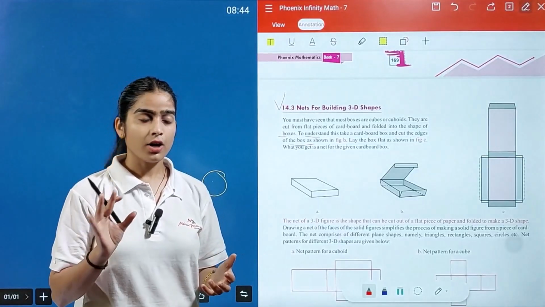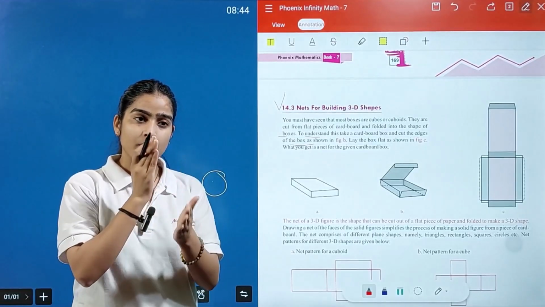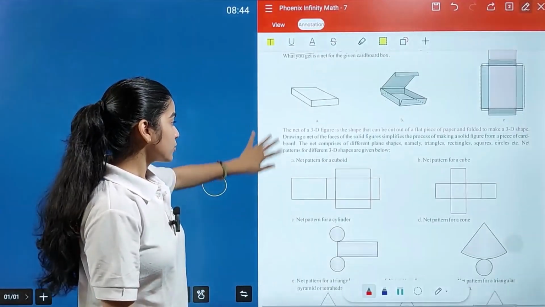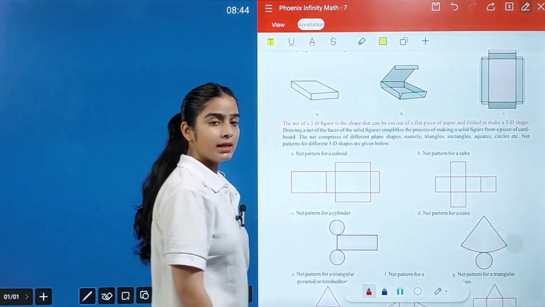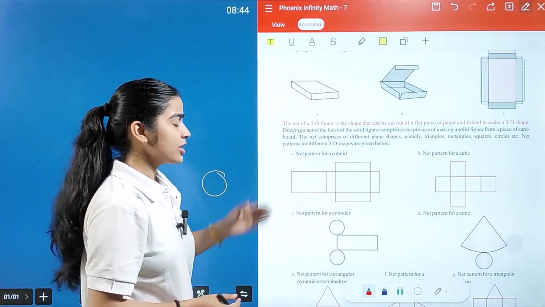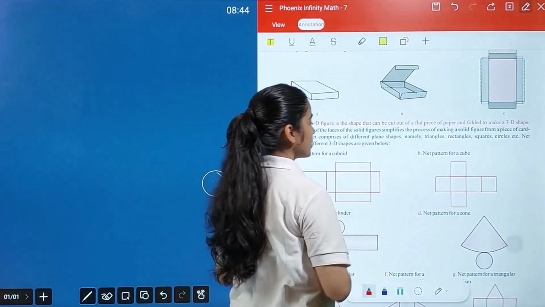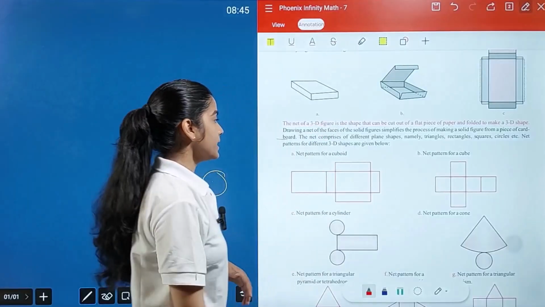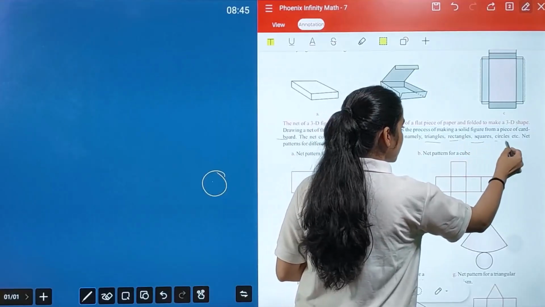If you've seen your matchbox, the matchbox is also made of a flat surface, and we just cut down the edges of it, or by connecting the edges together we have our 3D shape. So the net of a 3D shape is the shape that can be cut out of flat pieces of paper and folded to make a 3D shape. The sweet boxes we also have are made from net shapes which we fold so we have a 3D shape as well. Drawing a net of the faces of the solid figure simplifies the process of making a solid figure from a piece of cardboard. The net comprises different plane shapes, namely triangle, rectangle, square, circles, etc.